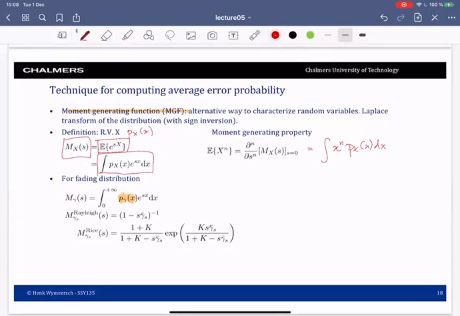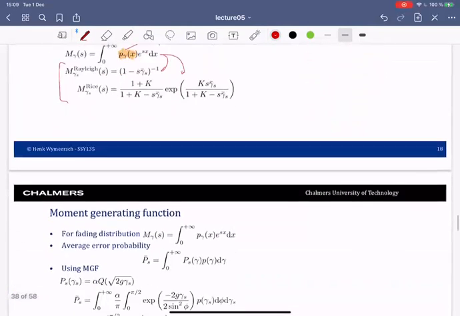And it turns out, as you've seen for instance for Rayleigh and Rician fading, this has some exponential, right? This has some nice form which allows a closed form expression of this moment generating function. And these are given here. This is the moment generating function for Rayleigh and Rician fading. And this we can then use to numerically solve these integrals. So this is what we'll do now.